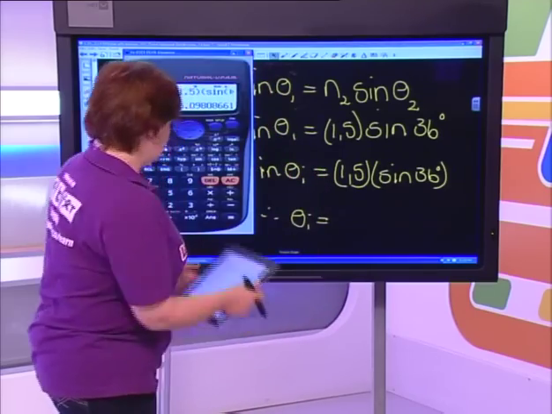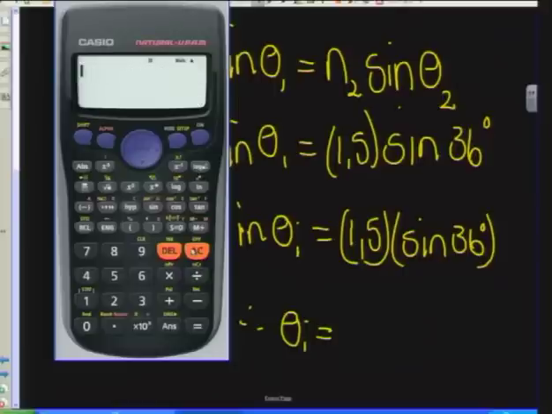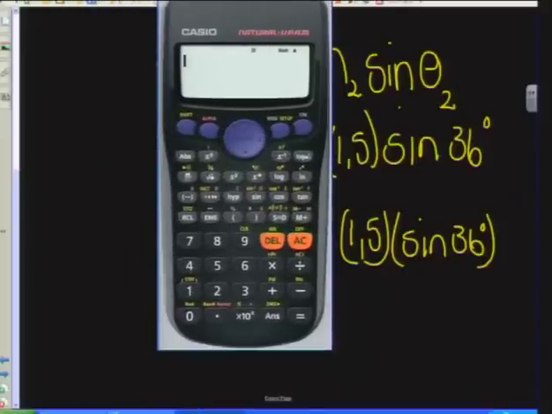So let's do this one again. I want sine theta, so let's go through it again. Shift, sine, then I'm going to put the 1.5 in a bracket like it's written, then times sine 36, and then I close my bracket again, and I go equal, and I get 61. That's not what I was supposed to get.